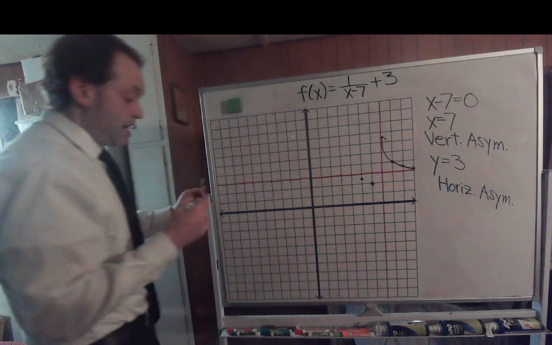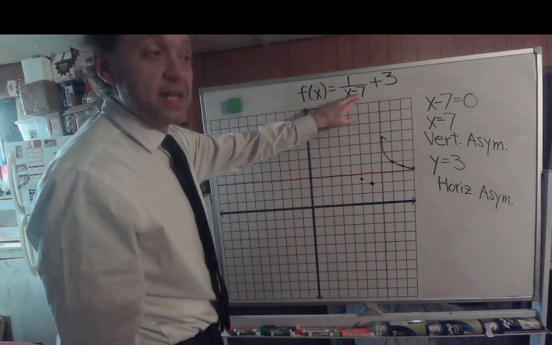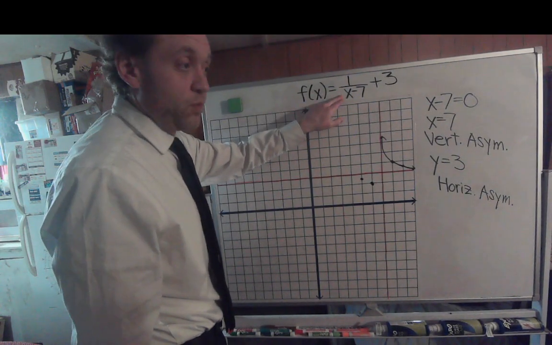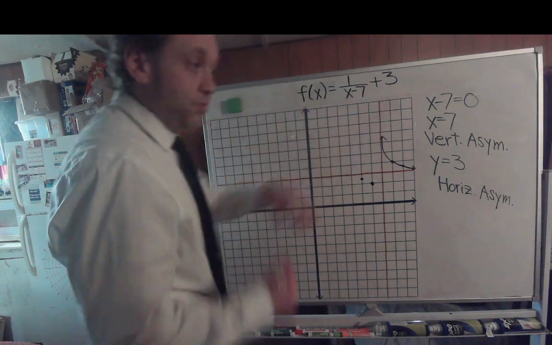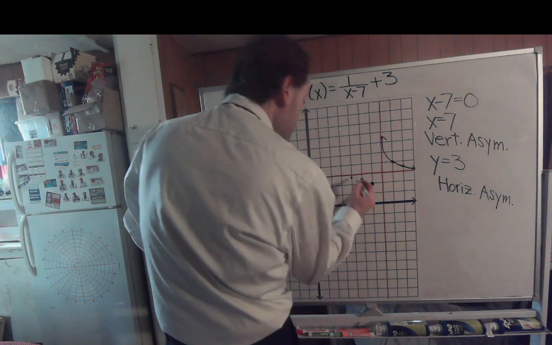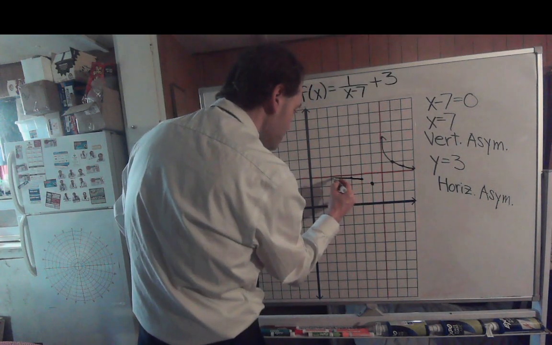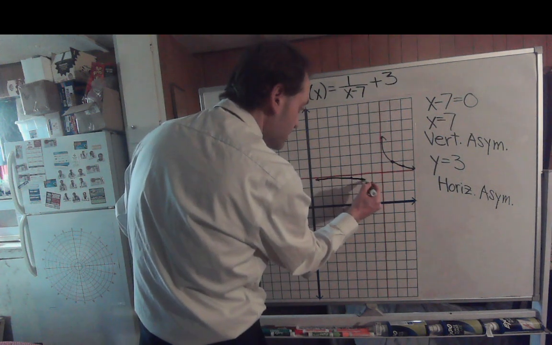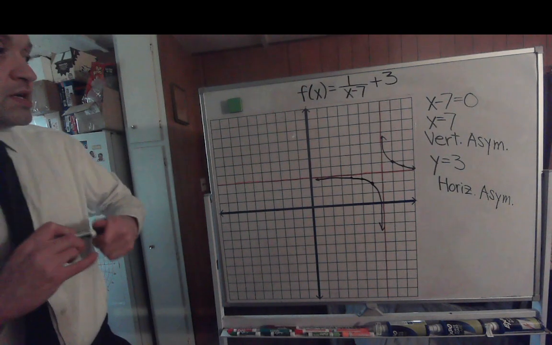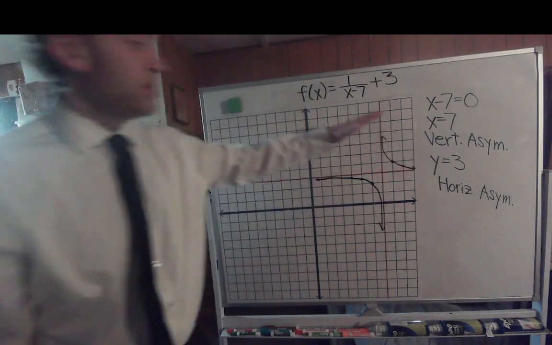All right, now what about when x equals 4? So 4 minus 7 is what? That's negative 3. 1 divided by negative 3 is negative 1/3. Plus 3, that's 2 2/3. So you see you're getting closer to that y value of 3 on the left-hand side, but you can't quite reach it. And then the same thing happens over here. So you have shifted everything to the right 7 units and up 3 units.